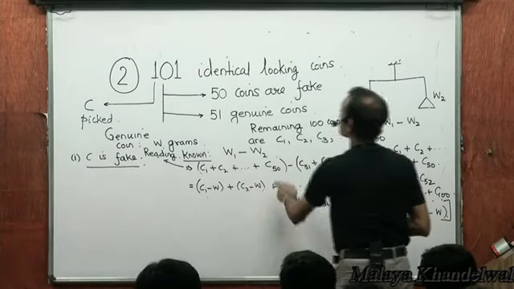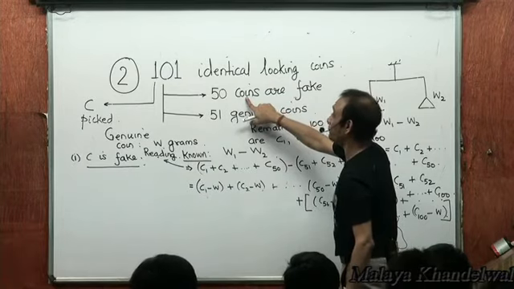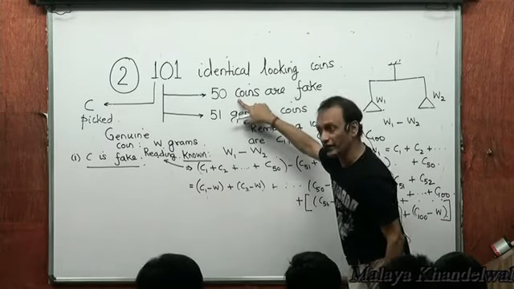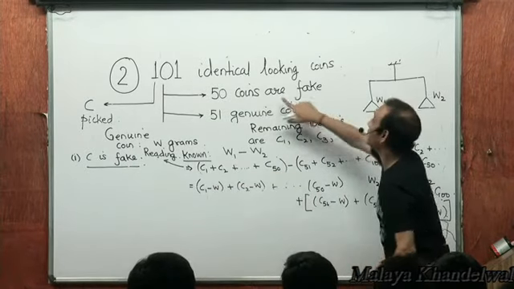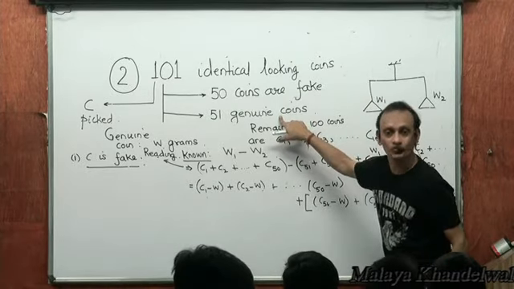Then in this set, there will be 50 fake coins, 51 genuine coins, and 49 fake coins. Yes or no? Suppose this was fake. Then in this set, I'll have 49 fake coins and 51 genuine coins. Yes or no? Right?